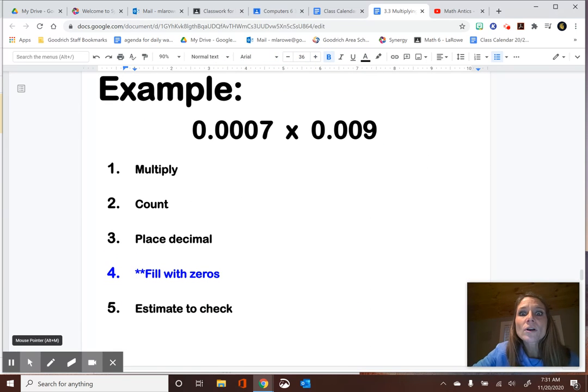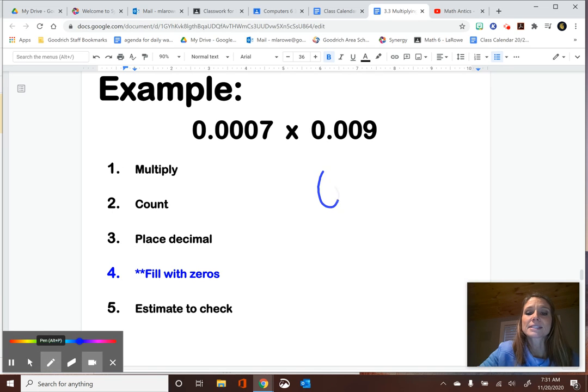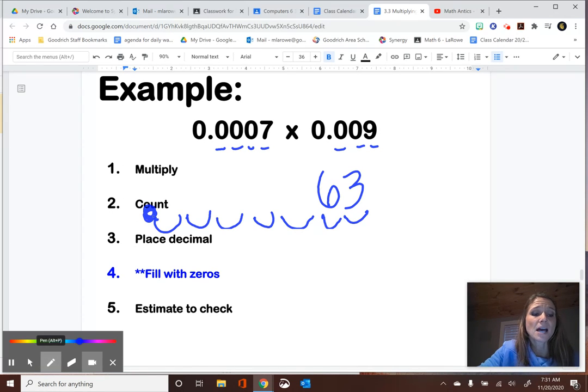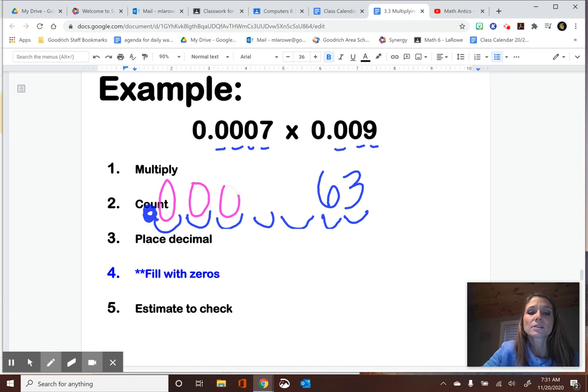This one has even more zeros in it. So 7 times 9 is 63, and now I'm going to count 1, 2, 3, 4 for that side, 1, 2, 3 for that side. I need 7 total. So 1, 2, 3, 4, 5, 6, 7, way over there is where my decimal is going to end up. I better fill in all these empty spots with zeros to remind myself there's nothing there.